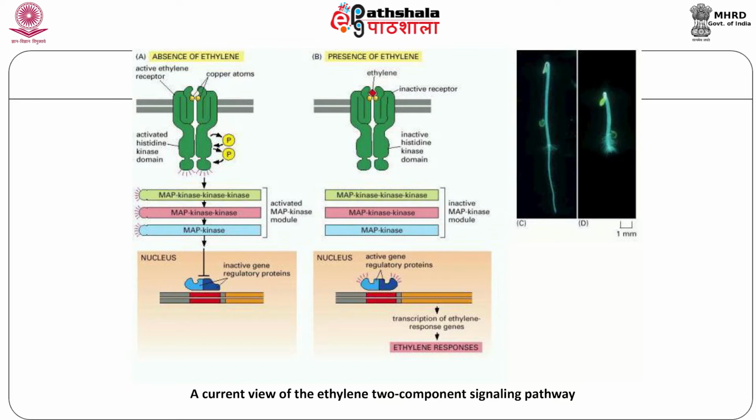This figure shows a current view of ethylene two component signaling pathways. In the absence of ethylene, the receptors and the MAP kinase module are active, leading to inhibition of the gene regulatory proteins in the nucleus that are responsible for the transcription.